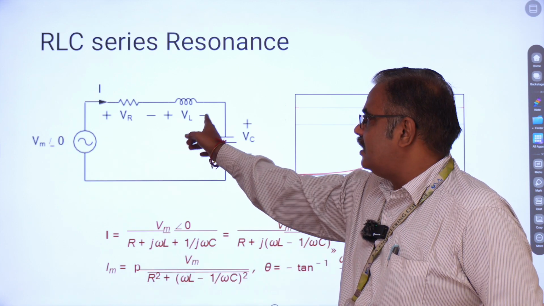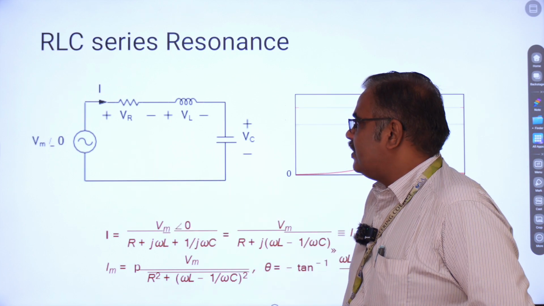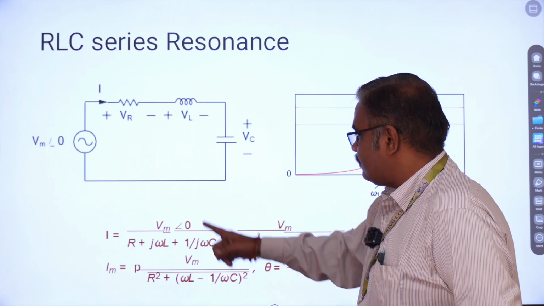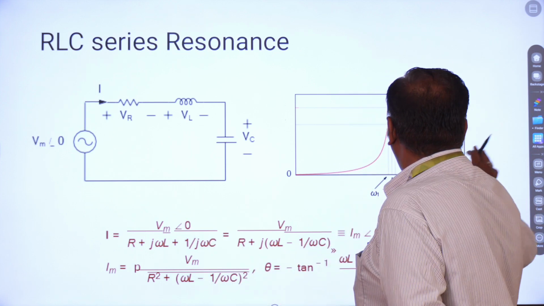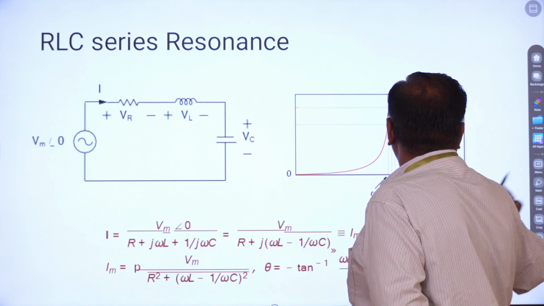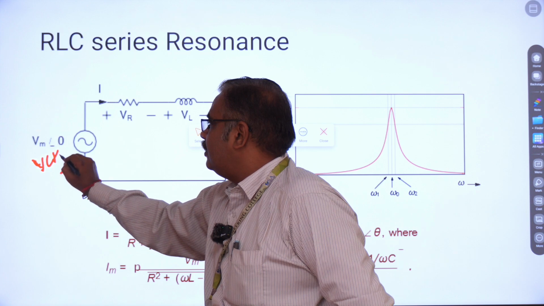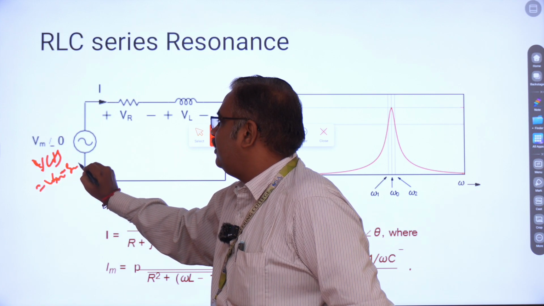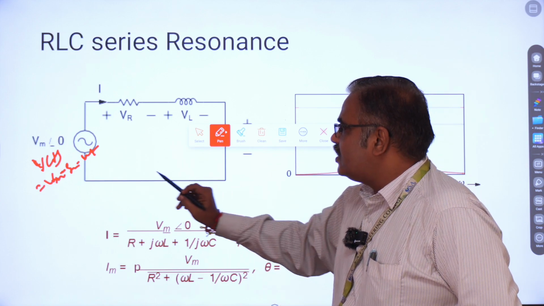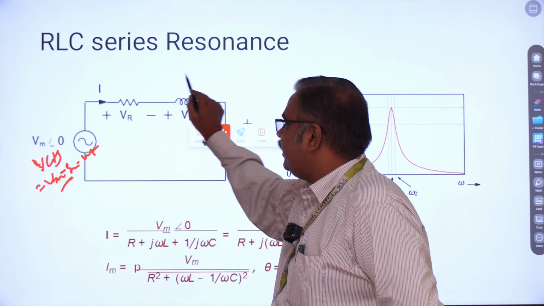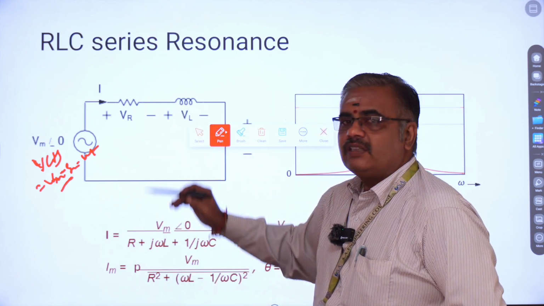So this is your RLC series circuit, where a sinusoidal input has been given, which is stated as V of t. V of t is equal to Vm sine omega t. Here Vm is the magnitude of the voltage acting in the circuit, and because of this maximum voltage, you'll be getting some responses.